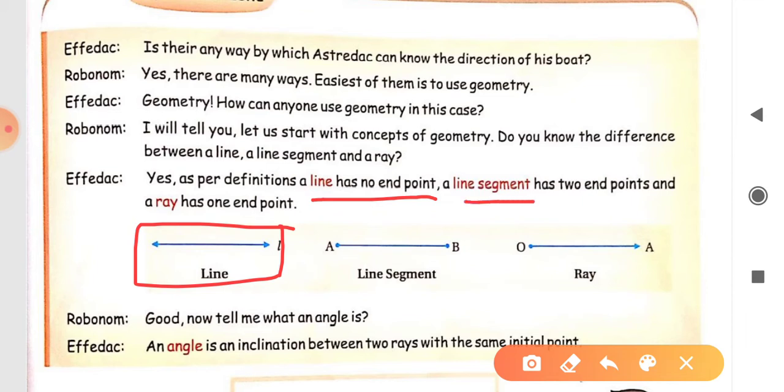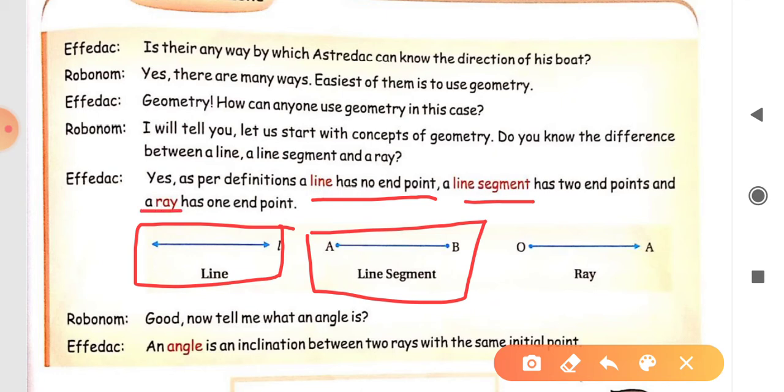Next is line segment. Line and line segment both are different things. A line has no endpoint, but a line segment has two endpoints. It can never be extended from any side. For example, here AB is a line segment where A and B are two endpoints.